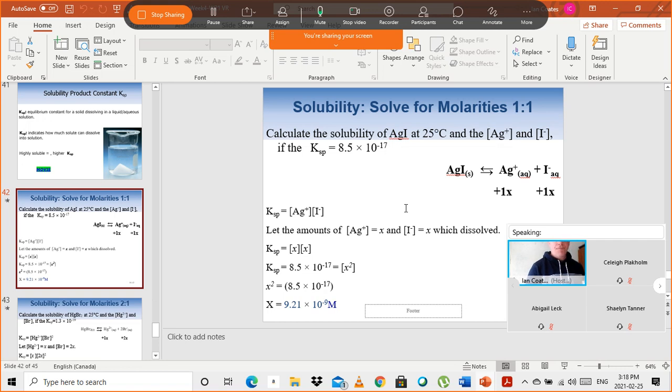Now, what do we got? Calculate the solubility. So you have your formula, AgI, and this is how I want you guys to do this.